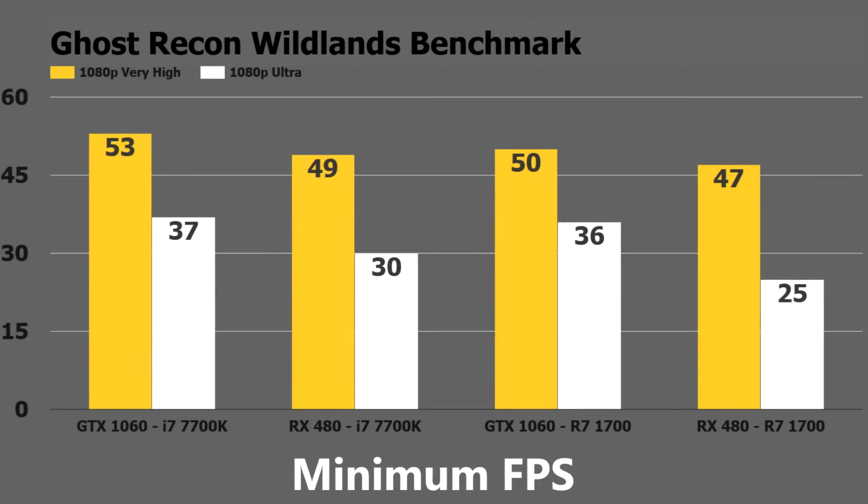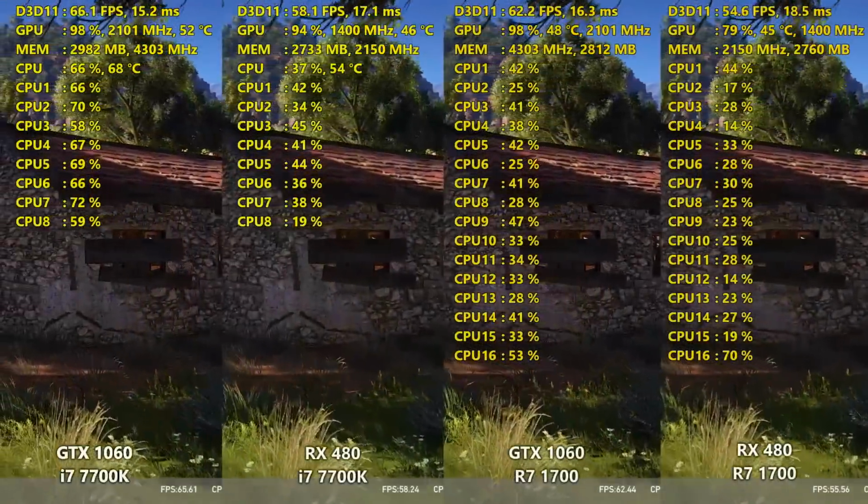The minimums also tell pretty much the same story. We've got the 53 here at the minimum on the GTX 1060 on 7700K. So all of these cards with the different configurations, no matter what, even on the very high preset, did dip down below 60 FPS, but the one that was able to maintain the best frames consistently was the 1060 paired with that 7700K, getting only that minimum of 53.